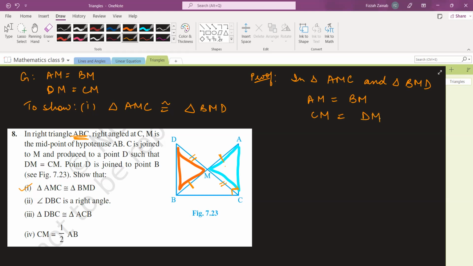Okay. So that means how many criteria do I have? I can use SAS, right? I can use ASA or I can use AAS. Understood? Yes. So two sides I have got, so that means ASA is ruled out. Now let us see AAS. Again, two sides, that means this is also ruled out. So one angle has to be there, and that is the included angle. So do you think this angle is equal to this angle? Is this equal or not equal?